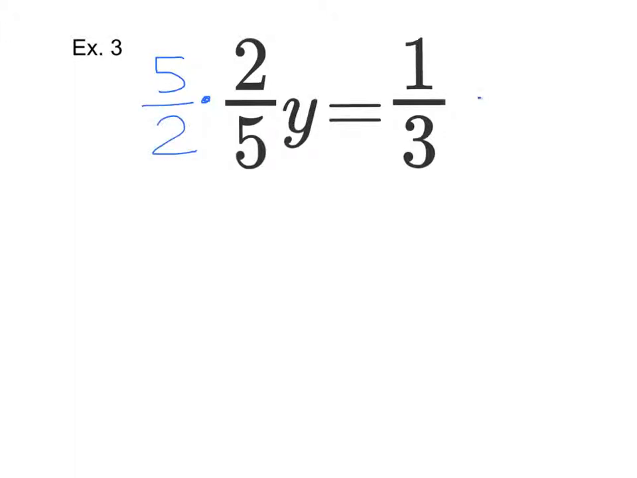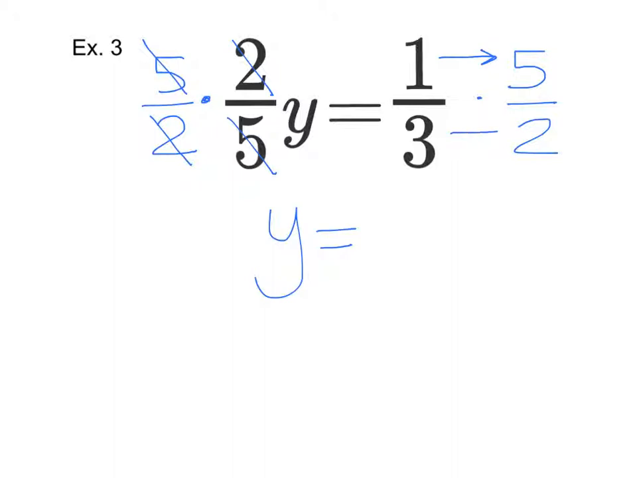So instead, I need to multiply by 5/2. And whatever I do to one side, I do the same thing to the other side. Now you'll notice on the left-hand side, the 5 cancels with the 5, and the 2 cancels with the 2, leaving just the y. On the right-hand side, in order to multiply fractions, we multiply the top times the top and the bottom times the bottom. 1 times 5 is 5, and 3 times 2 is 6.